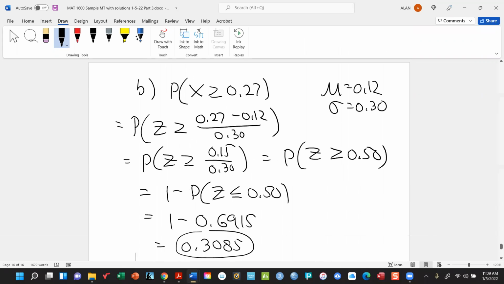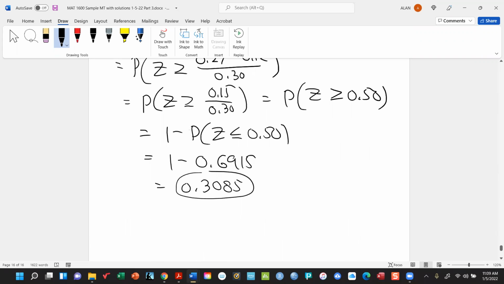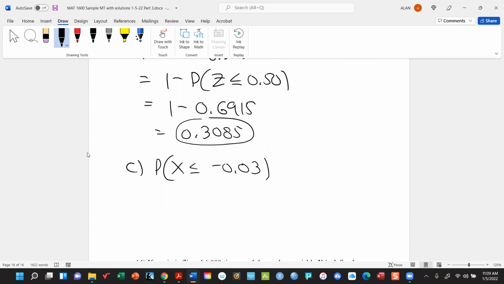Okay, now for part C, the probability is less than -3%. And of course, we're going to rewrite that as: we subtract the 12, divide by 0.30.